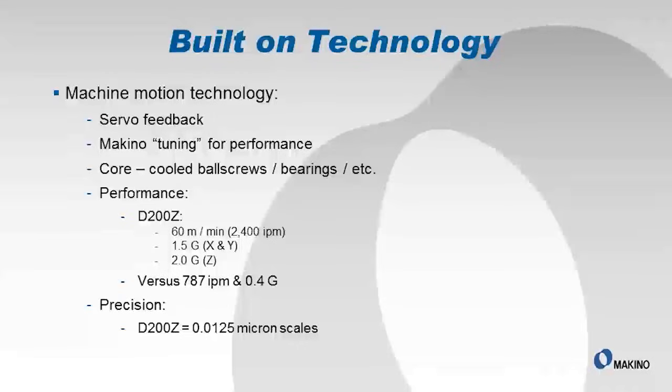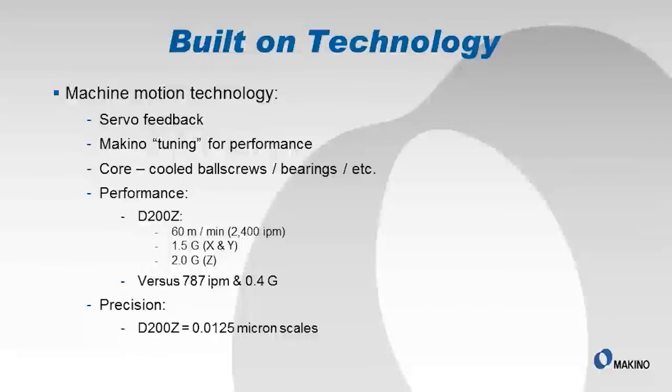Let's talk about the D200Z again. Look at the speeds there. You're looking at 60 meters a minute, X, Y, and Z. That's 2,400 inches a minute. Well, I can remember when those speeds were down in the 500, 600, 787 inches a minute.